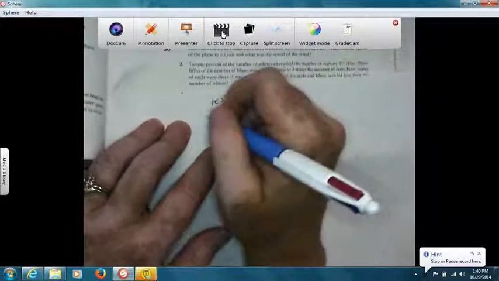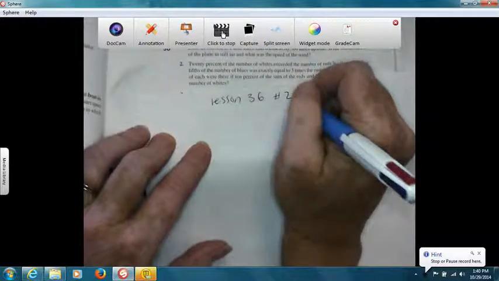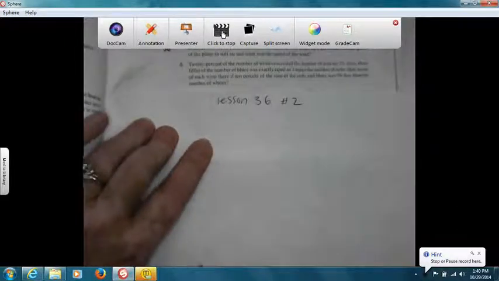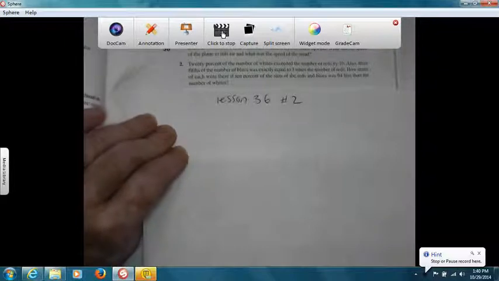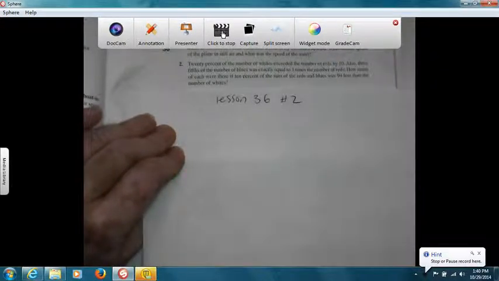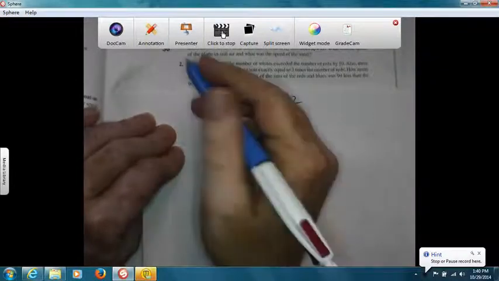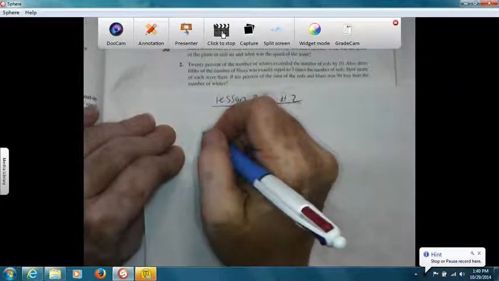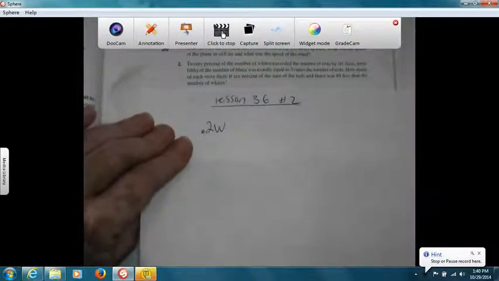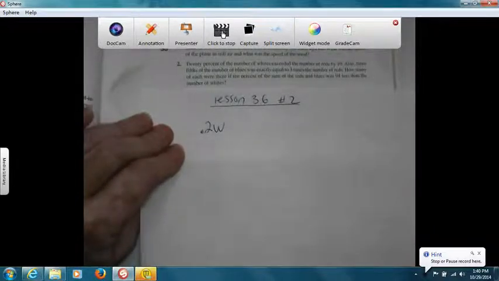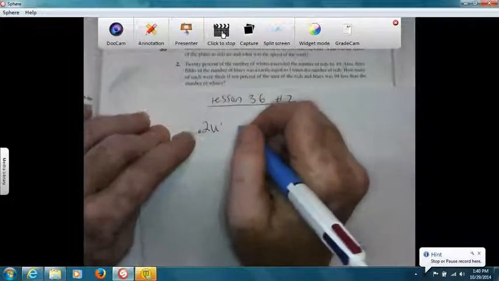Lesson 36, number 2. So it says 20% of the number of whites exceeded the number of reds by 10. I think I might just use 0.2 for now, for 20% of the number of whites, and then if I want to change it later, I can put it in a fraction. 20% of the number of whites exceeded the number of reds by 10.